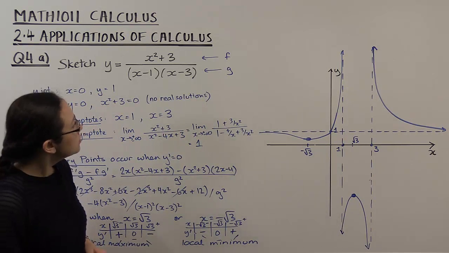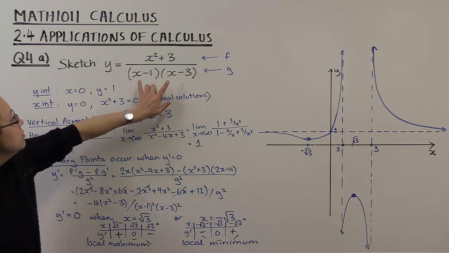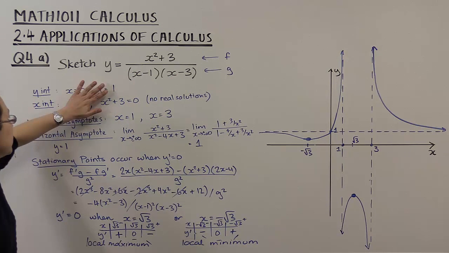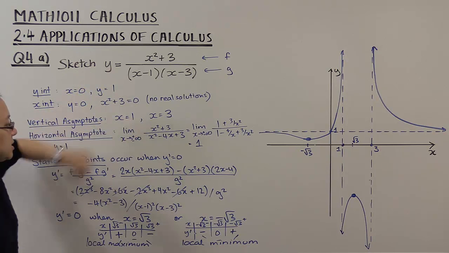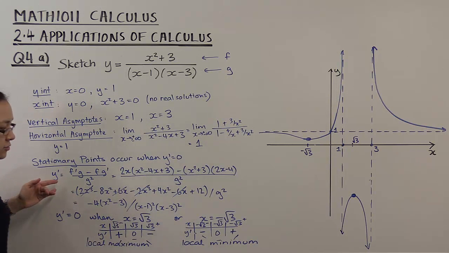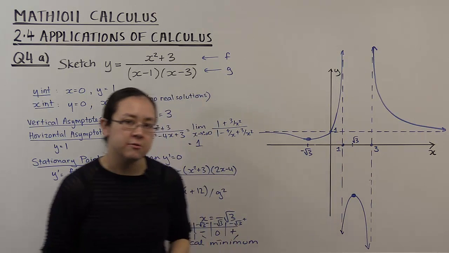So our graph is essentially going to look like this, a decreasing curve that approaches those asymptotes there. So this is our graph of x squared plus 3 over x minus 1, x minus 3. It wasn't too bad working out the intercepts and the asymptotes, but it was a bit of heavy lifting with the quotient rule and our stationary points. But we can put it all together on this graph over here.